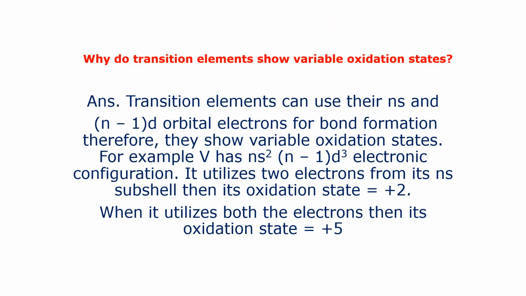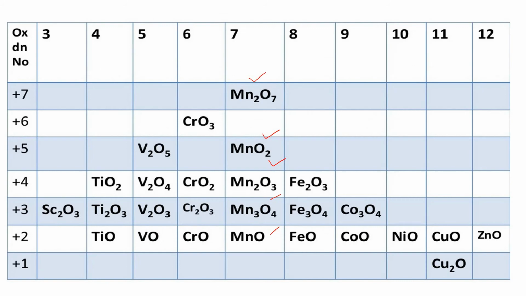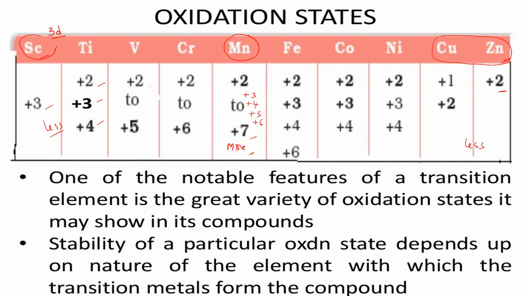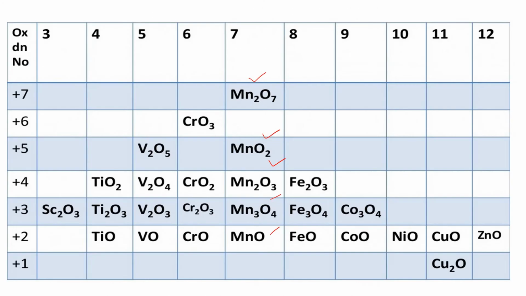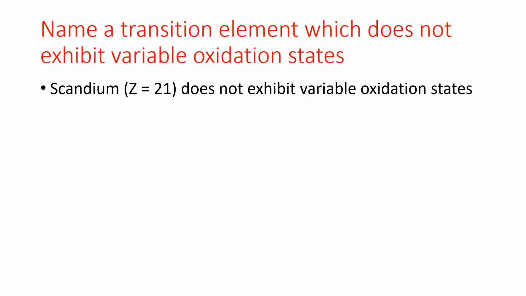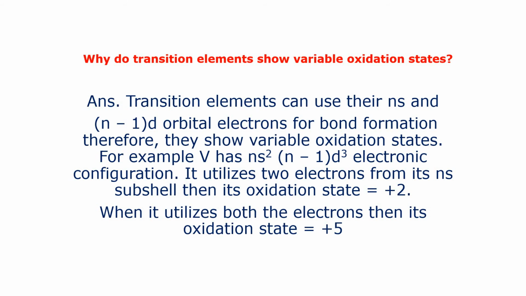Again, we'll take some questions here. Why do transition elements show variable oxidation states? The question is, why are all these transition elements showing variable oxidation states? You see how many oxidation states they are exhibiting. There are different numbers of oxidation states they are exhibiting here. The reason we can explain very simply here.